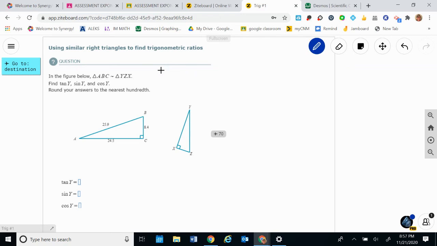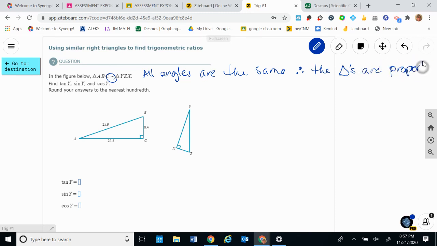Okay, next. In the figure below, they're telling you they're similar. Remember, that's the similar. That means that they have all angles the same, remember? So that means they are proportional. All angles are the same. Therefore, that's a cool little symbol for therefore, 3 dots. The triangles are proportional. Okay. So find tangent y, sine y, and cosine y.